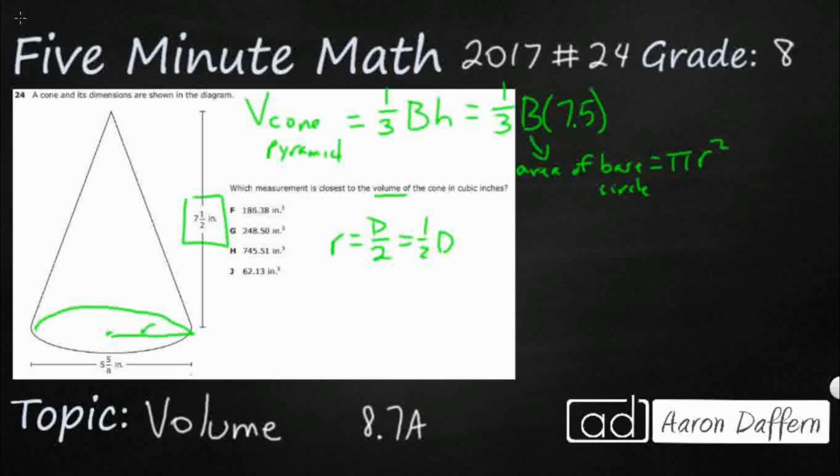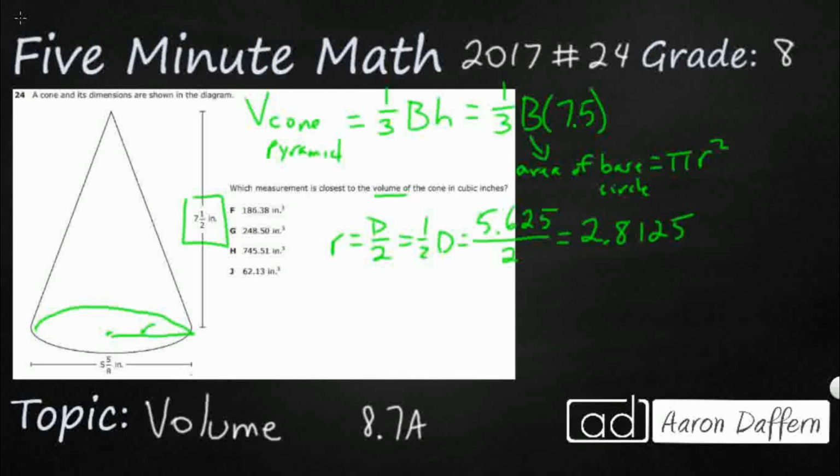But what we need to do is take our 5 5/8. Let's just go ahead and make that into a decimal. That's 5.625. I just divided 5 by 8 to make that the decimal. I want to cut that in half. So 5.625 cut in half. So our radius now is going to be 2.8125. So that's our radius.